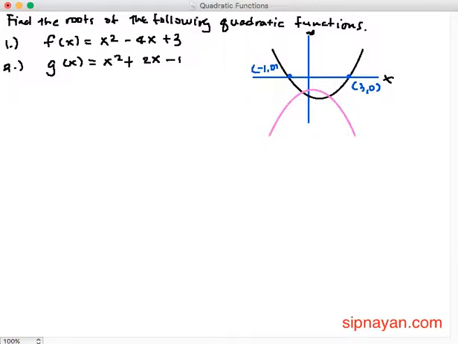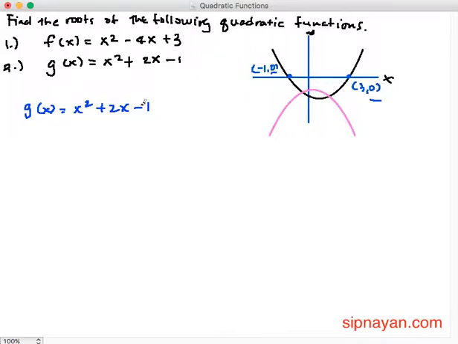Okay, so let's compute for the roots of g of x equals x squared plus 2x minus 1. Again, when does it become a root? When its y-coordinate is 0. That is because that is a point on the x-axis. All points on the x-axis have a y-coordinate of 0.